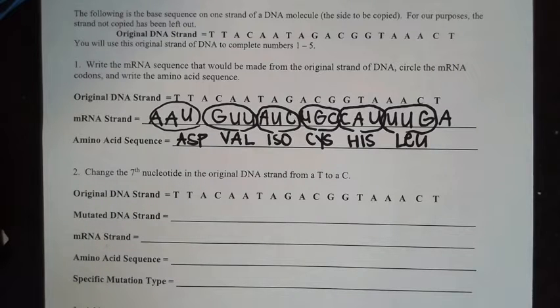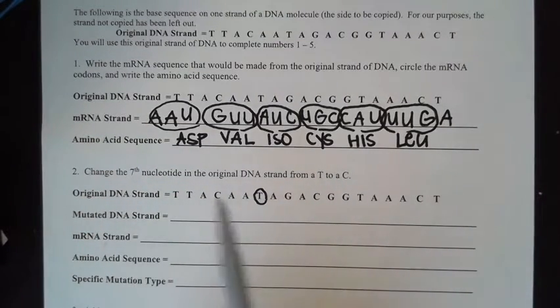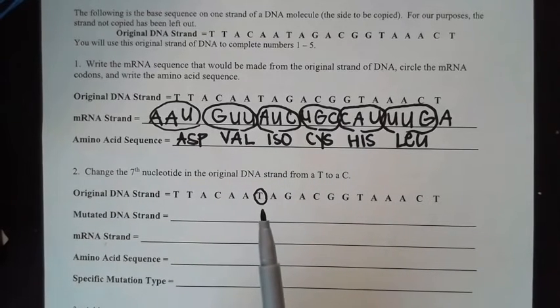The directions tell me to change the 7th nucleotide in the original DNA strand from a T to a C. So first, I'm just going to start by circling the DNA base that I'm going to change. So 1, 2, 3, 4, 5, 6, 7. Here it is. Let me circle it. This mutation changes the T to a C, and it wants the mutated DNA strand here, not the complement.